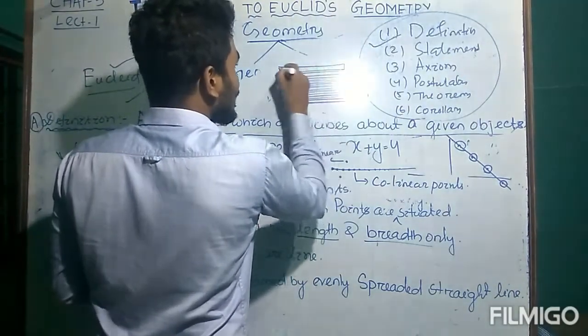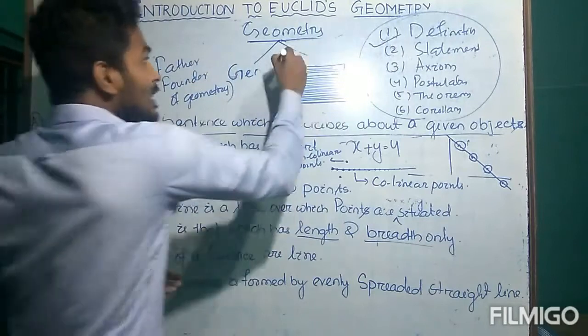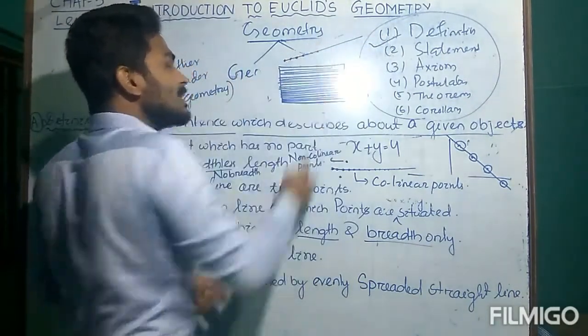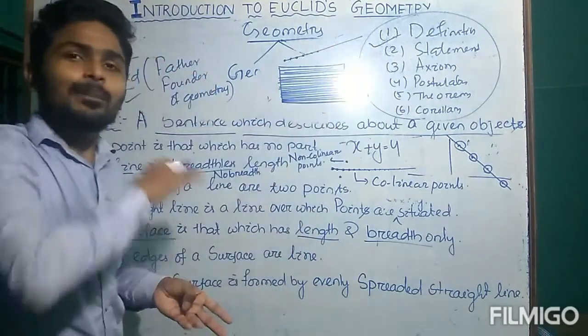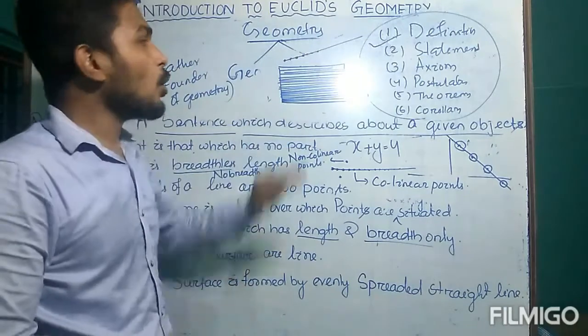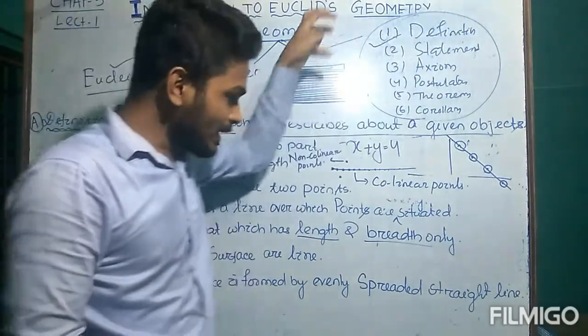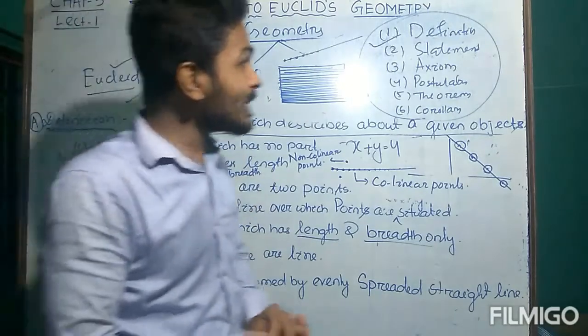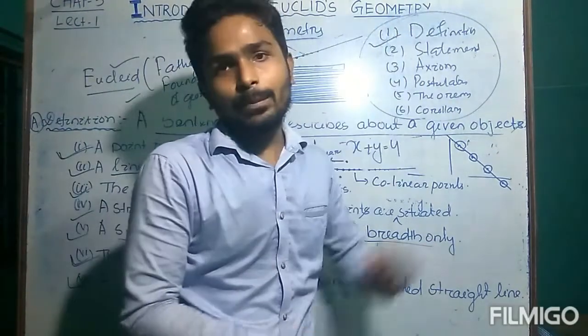like this. As you have studied, a straight line is formed by a number of points. Similarly, a surface is formed by a number of straight lines which are spreaded evenly over it. These are the basic examples of the definition. Okay. Next we are going to study about statement.